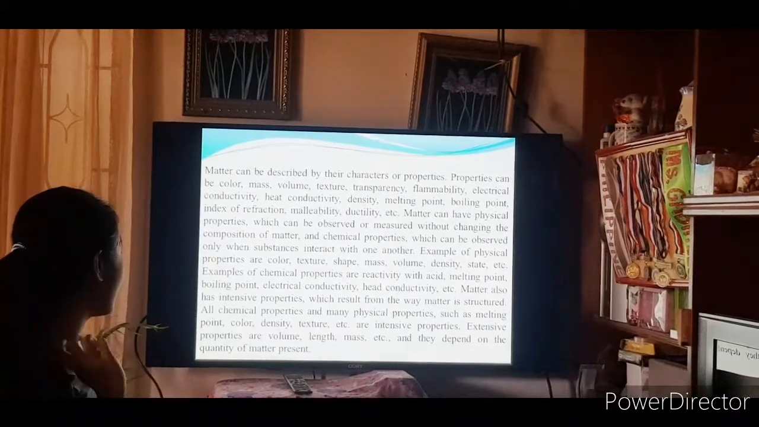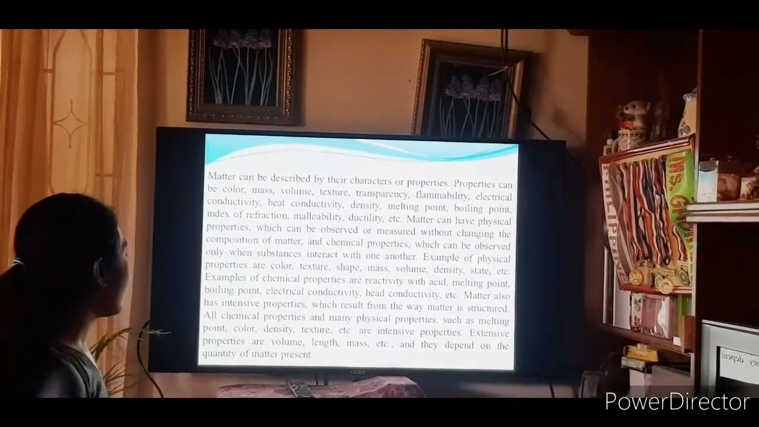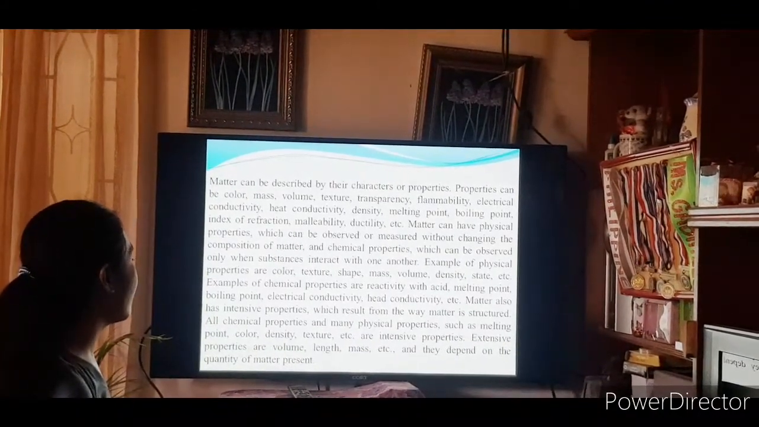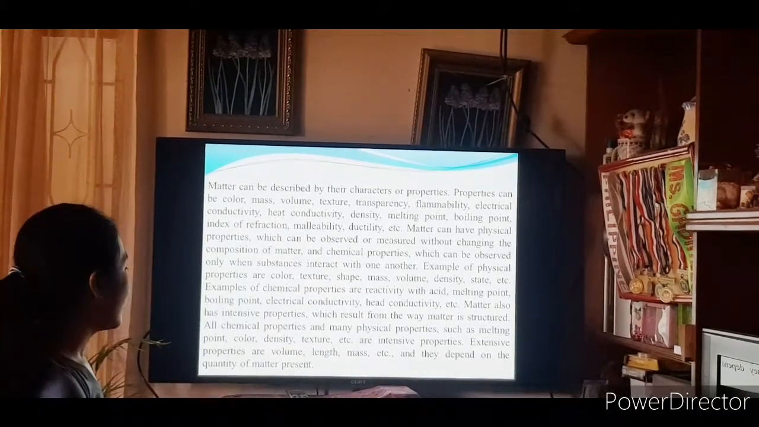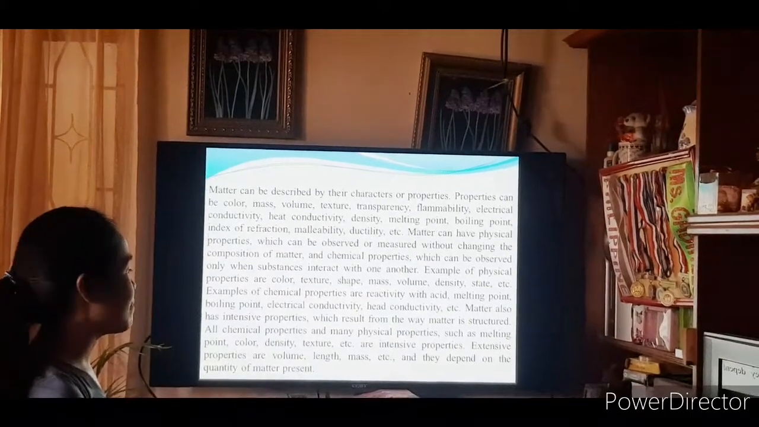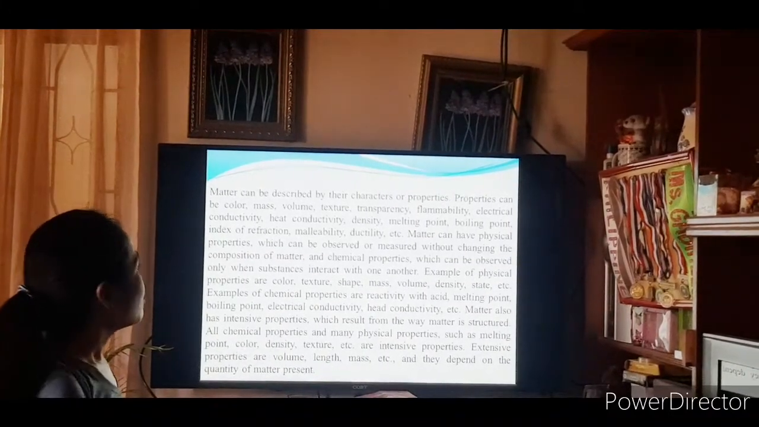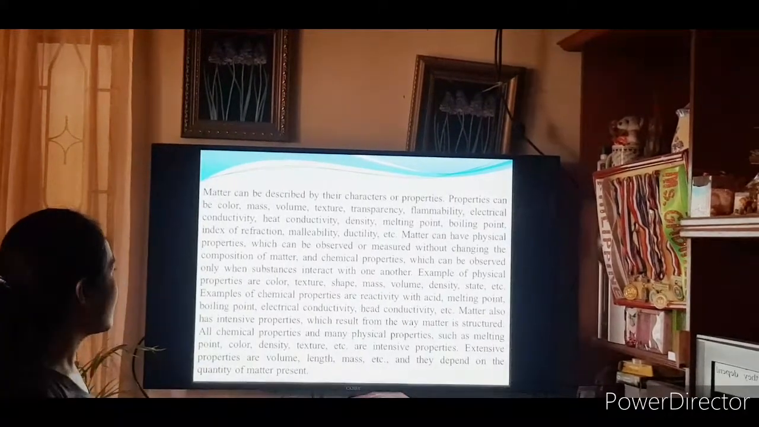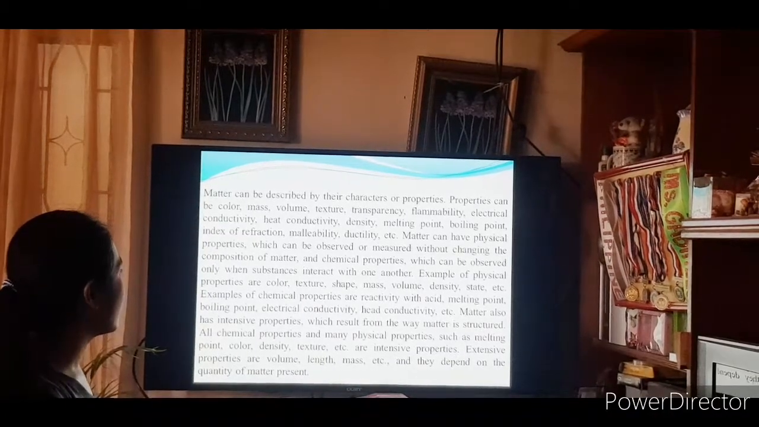Matter also has intensive properties, which result from the way matter is structured. All chemical properties and many physical properties such as melting point, color, density, texture, etc. are intensive properties. Extensive properties are volume, length, mass, etc., and they depend on the quantity of matter present. So matter can come in two kinds of properties, physical properties and chemical properties.